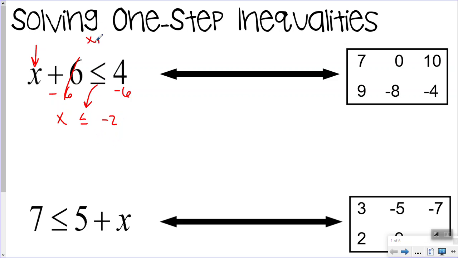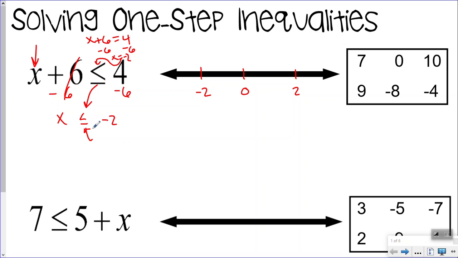This is the same thing as solving the equation x plus 6 equals 4. We would subtract 6 from both sides and get x equals negative 2, except now instead of the equal sign, we have this inequality sign. And the graphing part is exactly the same as what we did in the last lesson. We put 0 on the graph, the answer that we got, and its opposite, and then we think about what we need. This is saying that x is less than or equal to negative 2.